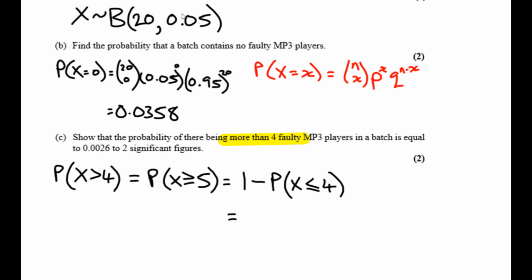Okay, so this is ready for either your tables or your calculator, and that should lead us to 1 minus 0.9974. Those numbers are looking really good. 0.0026 to 2 significant figures. That's what we were asked to show, and that will be worth all of our marks.